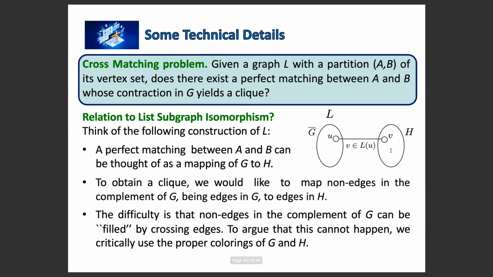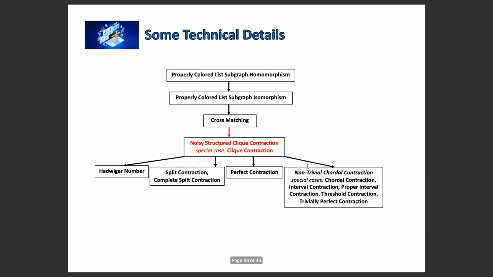But there is a certain difficulty here, which is the non-edges in the complement of G, we might fill them in another way, not by edges in H. We can fill them by crossing edges. But to argue that this cannot happen, this is the point where we critically use the proper colorings of G and H. So if you want to read more about this, you can look at the paper. This is the point where it is used.